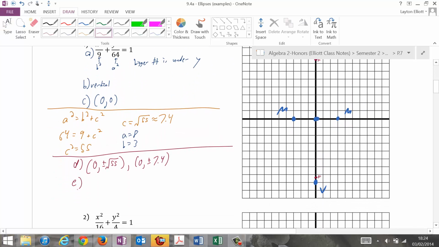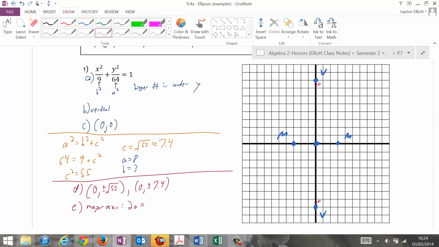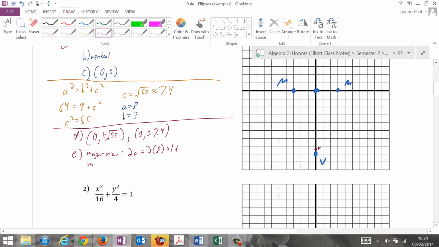The length of the major axis, that is 2a. It's twice the distance of a. So I want to take the 64, take a square root, and then multiply it by 2. So that's 2 times 8, which is 16. And then the minor axis length is the shorter of the two. That is 2b, which is 2 times 3, or 6.